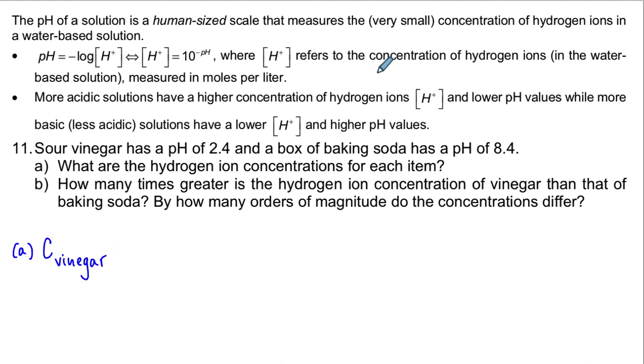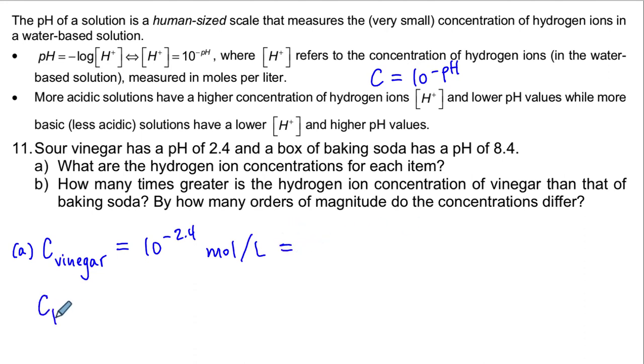Now keep in mind, we just said that concentration is equal to 10 to the negative pH. So the pH is the exponent, and the concentration is the power. So the concentration of vinegar is going to be 10 to the negative pH, and the pH of sour vinegar is 2.4. And that would be something measured in moles per liter. And we can work that out to a decimal in just a minute.